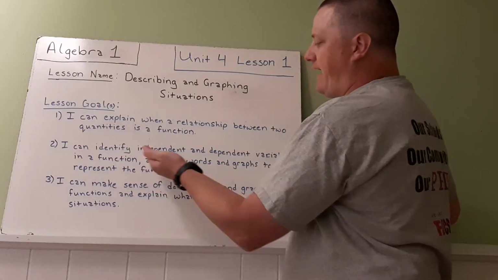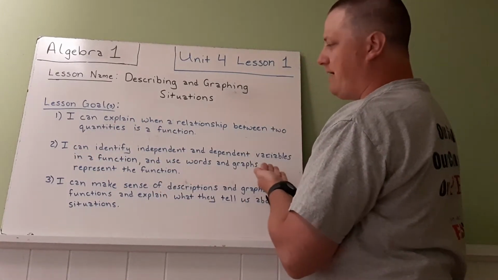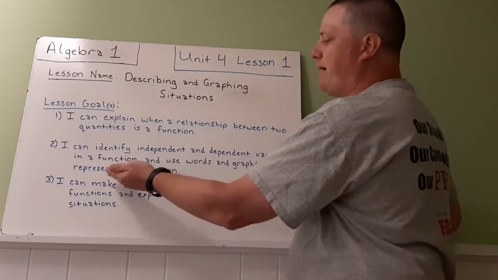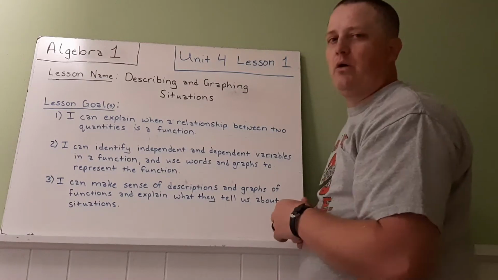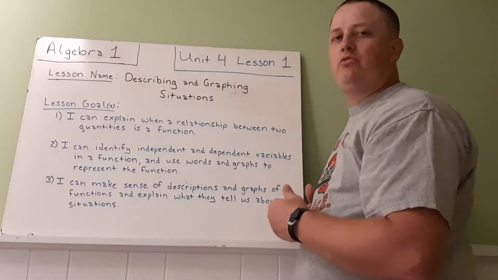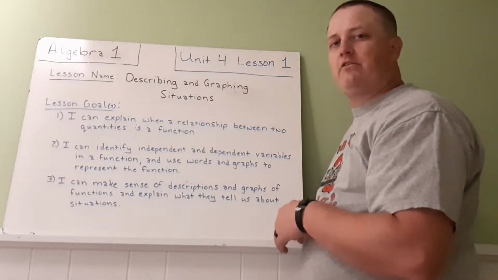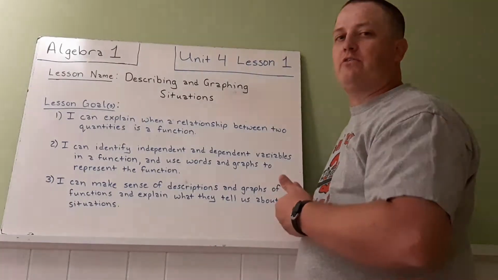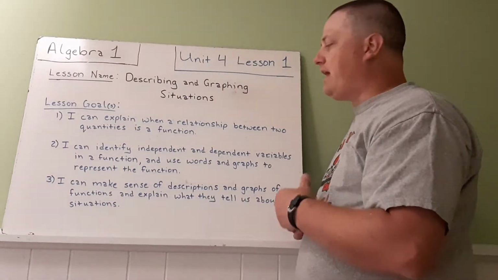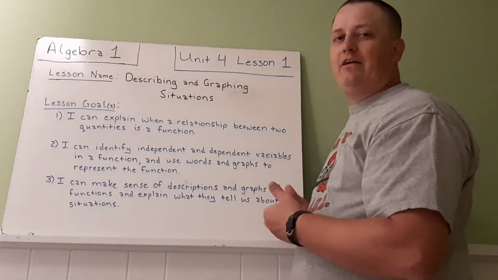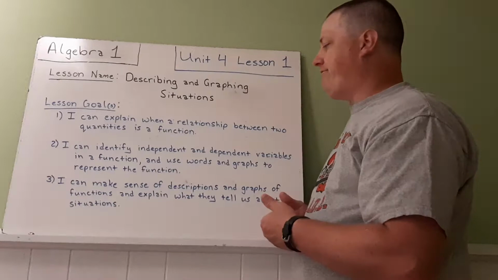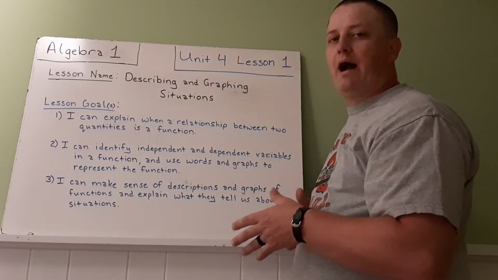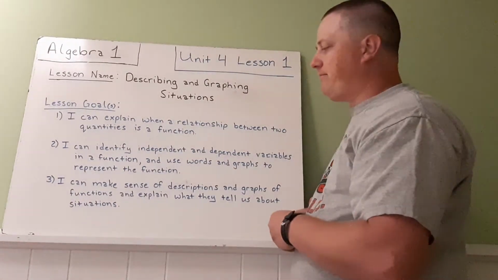I can identify independent and dependent variables in a function and use words and graphs to represent the function. So we're going to be looking at the 2 types of variables: independent, otherwise known as our inputs, and dependent, otherwise known as our outputs, and how we can then graph those values to show it on a graph. We also need to be able to use our words to describe the relationship that we're seeing.